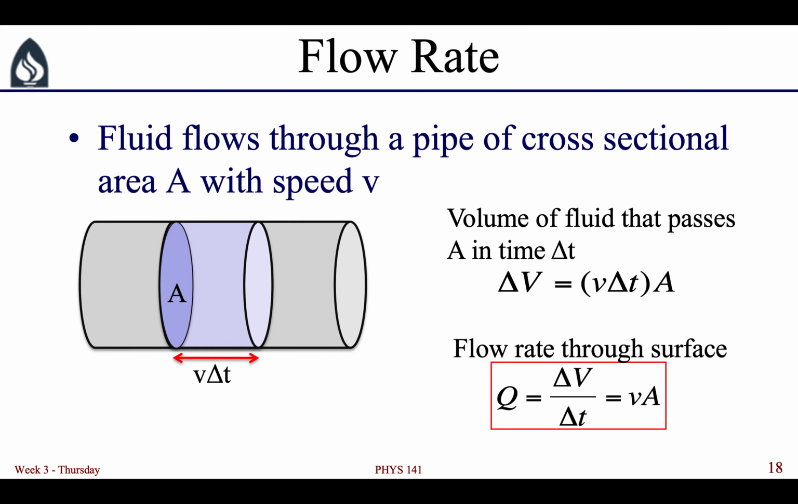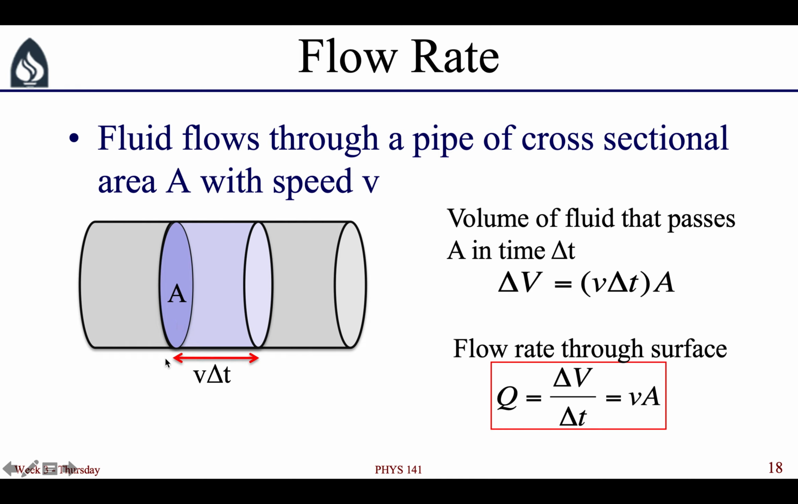If those conditions are met, you can calculate the flow rate through some area. So let's assume that we have a pipe and there is fluid flowing through that pipe. And the pipe has a cross-sectional area A, and the fluid is flowing with a speed equal to V. If we look at the volume of fluid that passes through some slice of the pipe in some amount of time, then that volume is going to be equal to the distance that the fluid travels in the pipe. So in some amount of time delta t, all of this fluid has passed through the surface A.